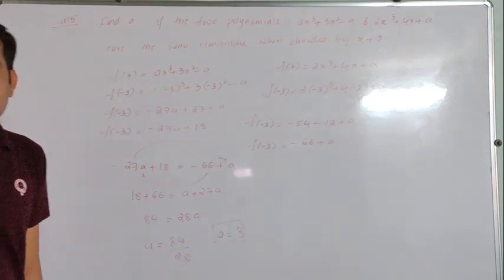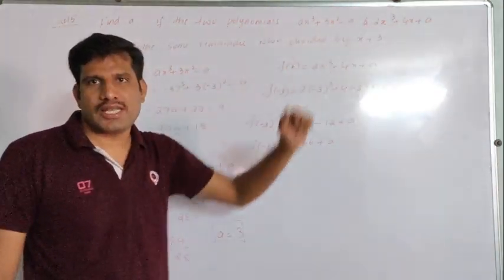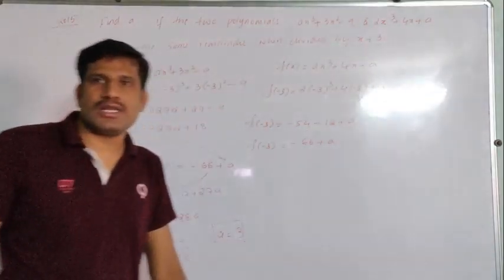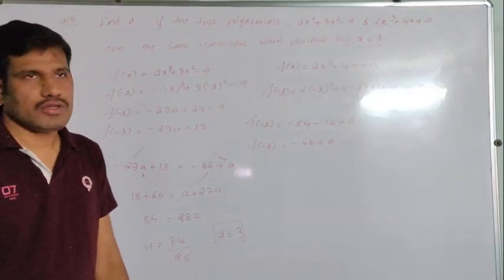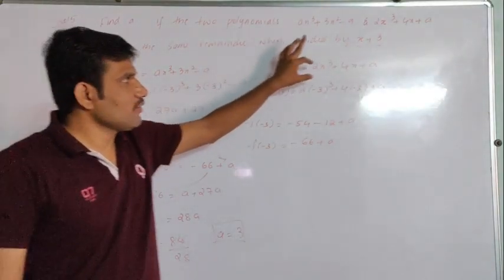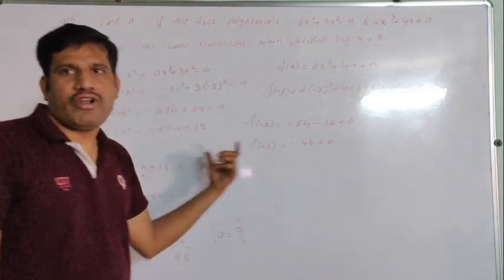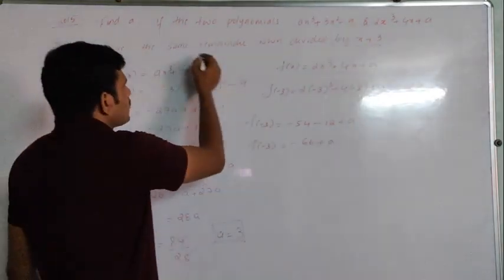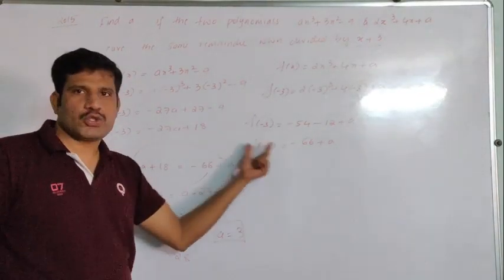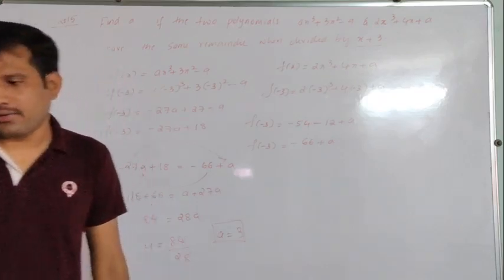Is it clear, friends? They have given two polynomials, the first polynomial and the second polynomial. When both polynomials are divided by x plus 3, the remainder will be the same. So write down the first polynomial, find f of minus 3. Write down the second polynomial and find f of minus 3. Equate these two values because they leave the same remainder, and find the value of a. Right? So write.